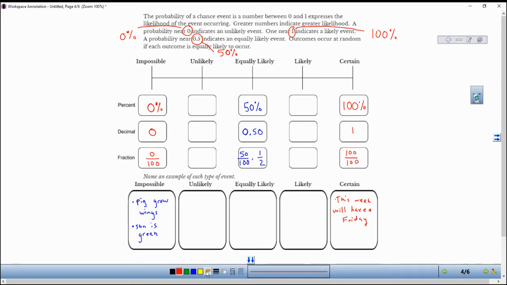Another event that could be certain to happen is that next year is 2023. That's certain to happen. That is 100% certainty. Equally likely, there's a classic example, a famous example of something that's equally likely: flipping a coin and getting heads.